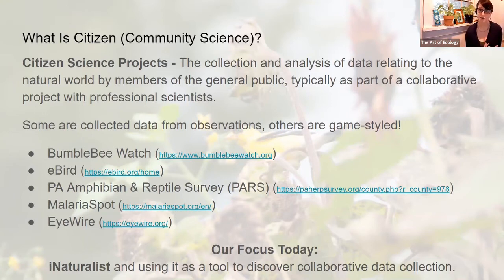Others are more game styled. So for example, the last one, iWire, is done by neurologists and it's taking a look at mapping neural networks in, obviously, the brain, but in regards to eyesight. And you get to color in the neurons and then it creates a scientific model.